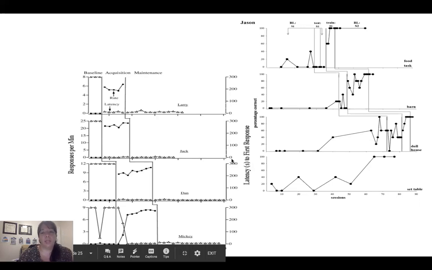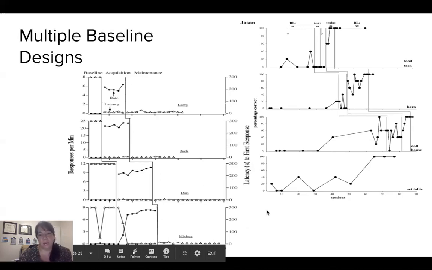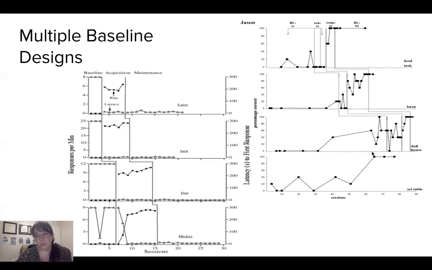Yeah, these are multiple baseline, absolutely. You see the staggered lines. But then you would have to figure out which one it is, if it's subjects, settings, or behaviors. Right. The one is on different subjects and the other one is settings. That's right.